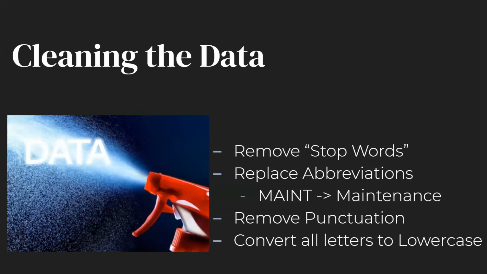So now we need to clean the data, just to have everything uniform and to get the most accurate results. To do this, we need to remove any stop words such as and, or, but, or any other stop words that are in the data. We replace abbreviations such as maint to maintenance, which is obvious for us to see, but to a computer, maint is just maint. We remove punctuation, periods, commas, parentheses, the most common within our data that we were given. And lastly, we convert all the letters to lowercase just to keep everything uniform.